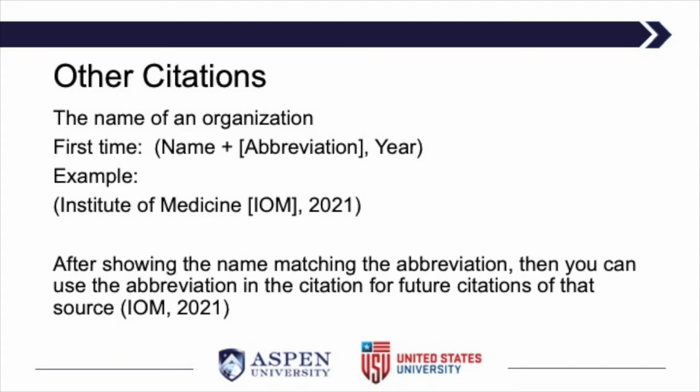After you've done this for the first time, we identified what the name of the group is through this abbreviation. Then the next time you cite, you can just go right to using the abbreviation. And that saves again on typing. So this is an example of if we were using the Institute of Medicine, we would spell it out and then put the abbreviation of IOM in brackets and then the comma and the year. And then after showing the name of the abbreviation, I would then be able to use IOM in my citation, as well as using IOM in my sentence. So again, it cuts down on some of the keystrokes you need to worry about using.